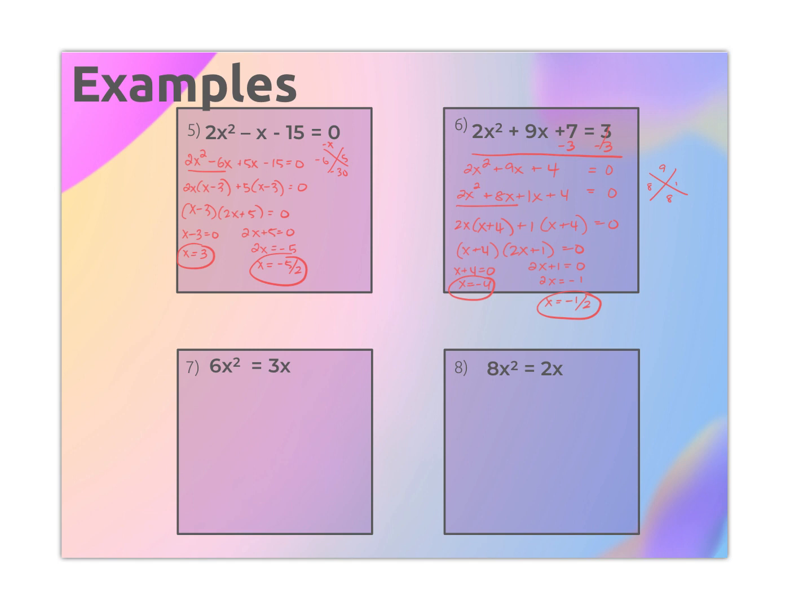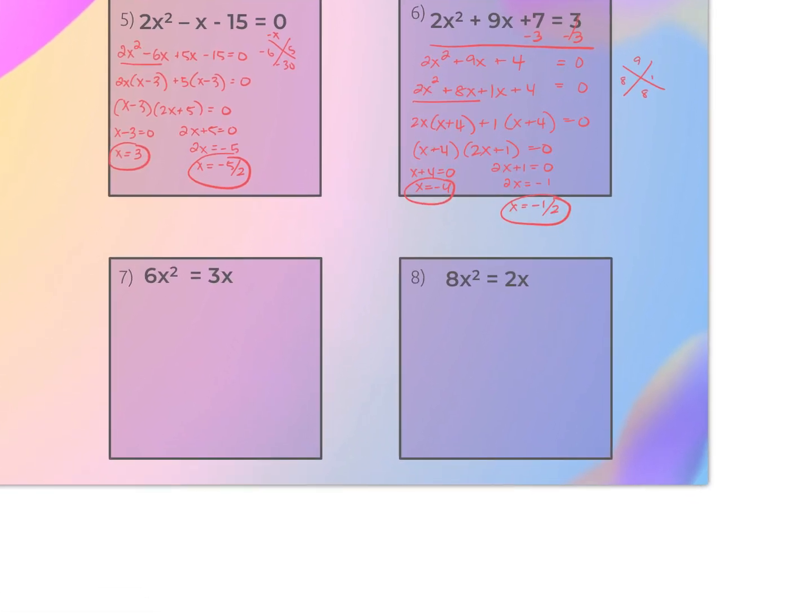Now, when I come to 7 and 8, here again, you don't want to be tricked by the fact that it's an x squared equals an x, right? What you want to do is you want to bring this 3x over. So it's going to be 6x squared minus 3x equals 0. Then you want to factor your GCF out. So it's going to leave you with 2x minus 1 equals 0.